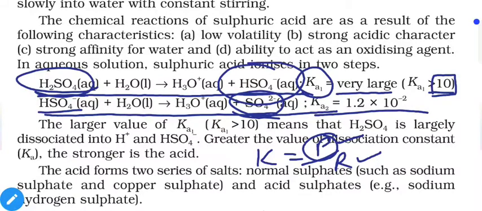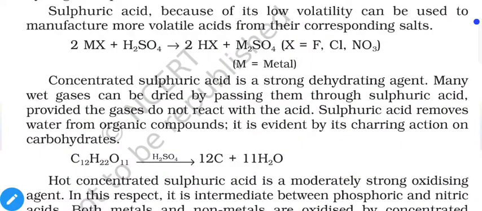The acid forms 2 series of salts: normal sulfates such as sodium sulfate and copper sulfate, and acid sulfates, for example sodium hydrogen sulfate. Sulfuric acid, because of its low volatility, can be used to manufacture more volatile acids from their corresponding salts. For example, MX with H2SO4 produces HX and MSO4 or M2SO4. That means, suppose you have a metal chloride, it will produce HCl and metal sulfate.